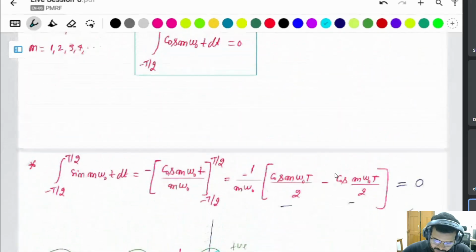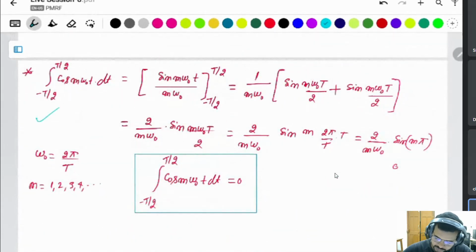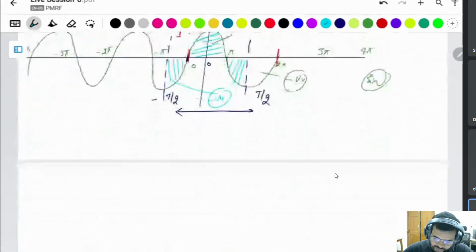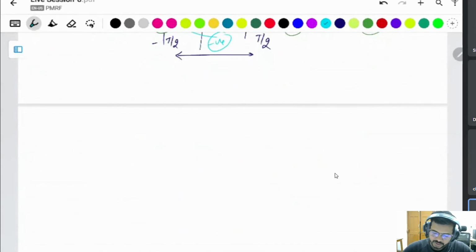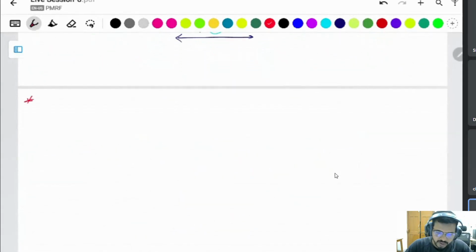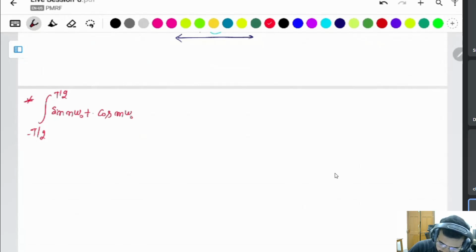Okay, this is proved mathematically also. But what happens in the third case? If there is a multiplication, something like the integration from minus T/2 to T/2 of the sinusoidal signal sine n omega naught t multiplied by cos of m omega naught t, then what happens? Is this again 0, or is there some value?